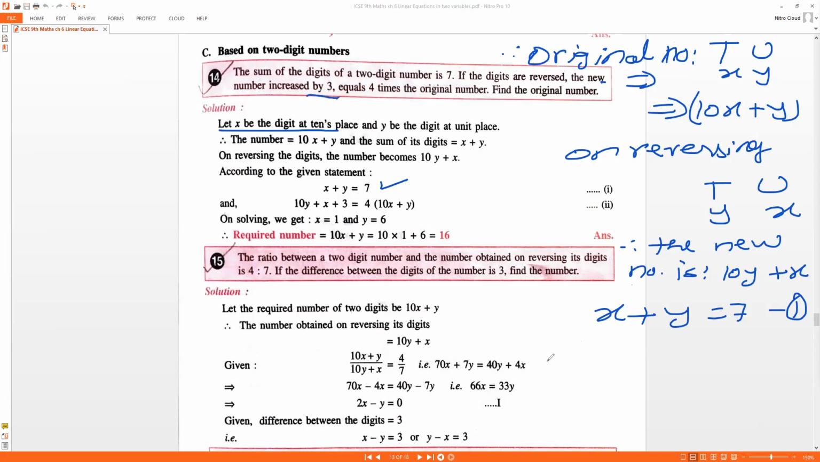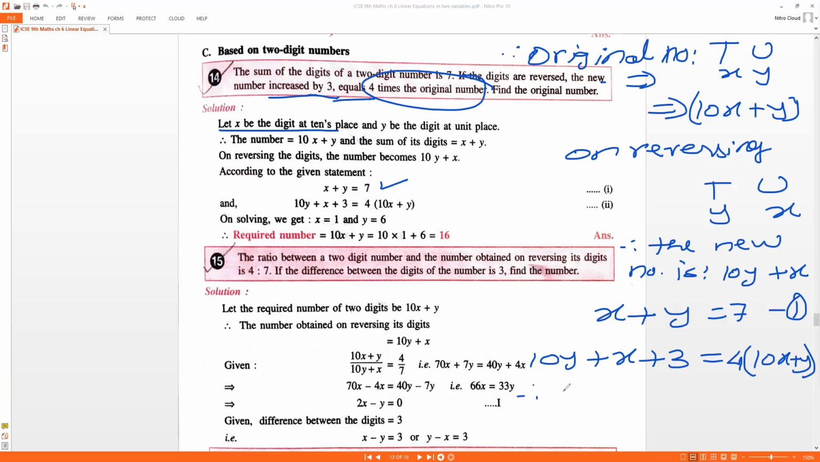So, let me write down the new number, 10y plus x. Increased by 3, that means plus 3, equals 4 times the original. 4 times means 4 multiplied by the original. So here we have to again use brackets. Brackets are your friends. If you just say 10x plus y, you will be wrong. 10x plus y is a number, an entire number. So you have to put brackets. So 4 into bracket 10x plus y.